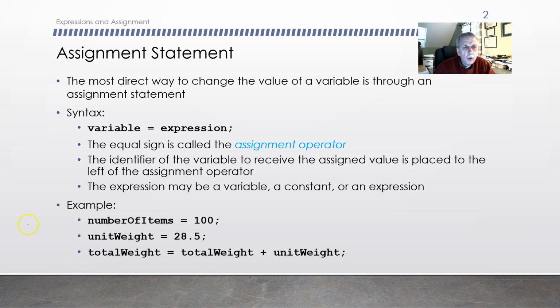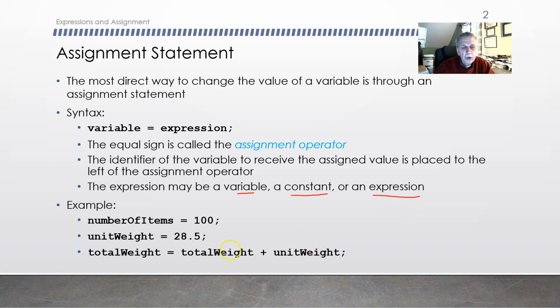Remember that this provides a way to take a value and place it into the memory location associated with the variable. What we do is we put the name of the identifier, follow that with the equal sign, which is our assignment operator, and then an expression. The expression could identify another variable whose value will be copied into this variable's memory location. It could identify a constant value, or literal. It could identify a more complex expression.